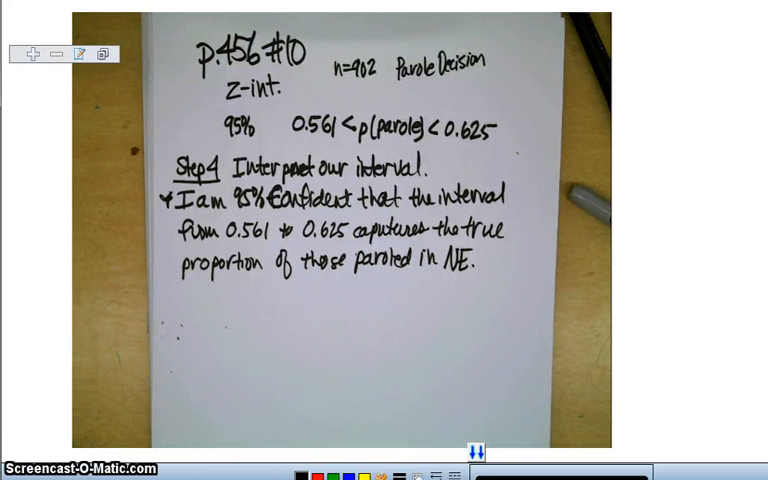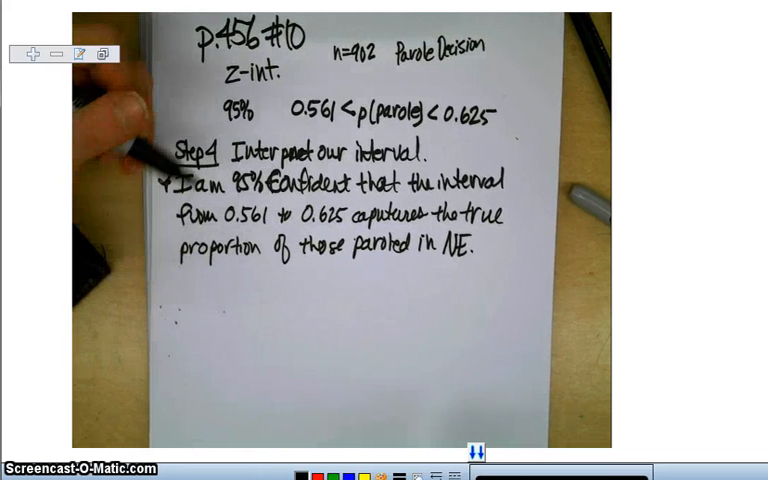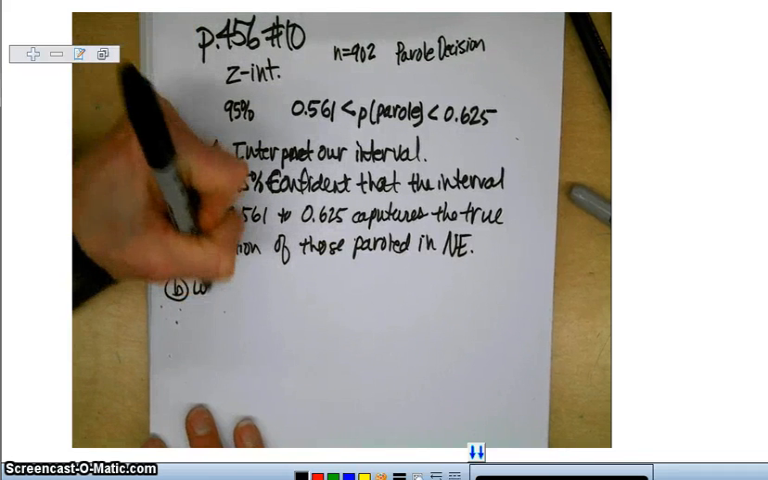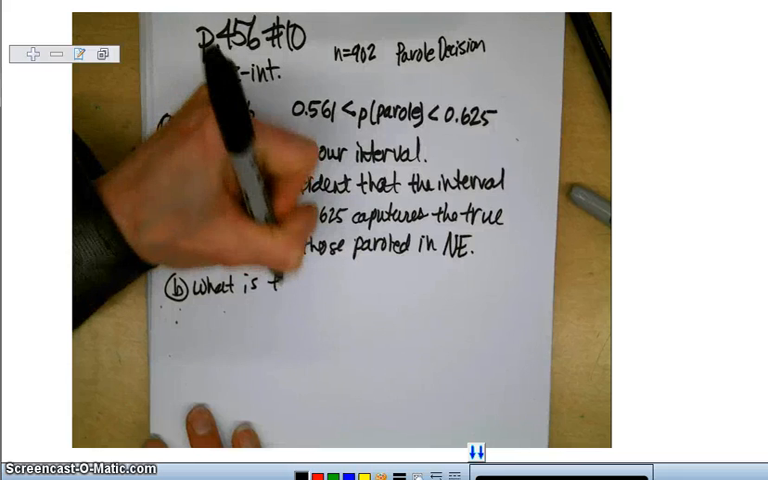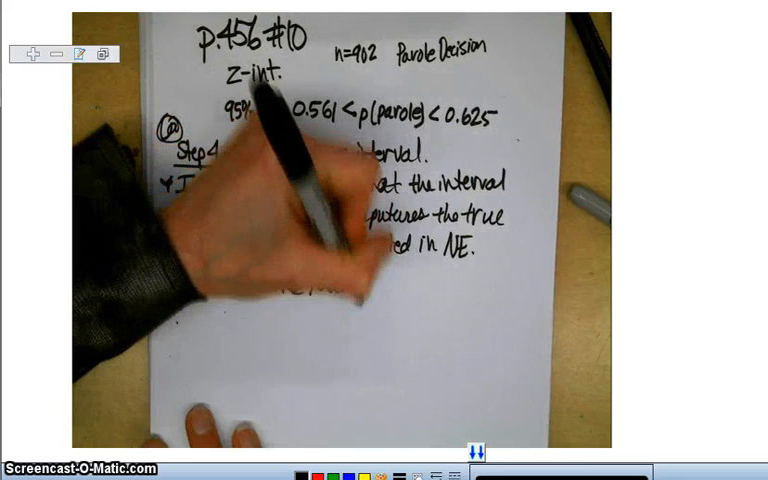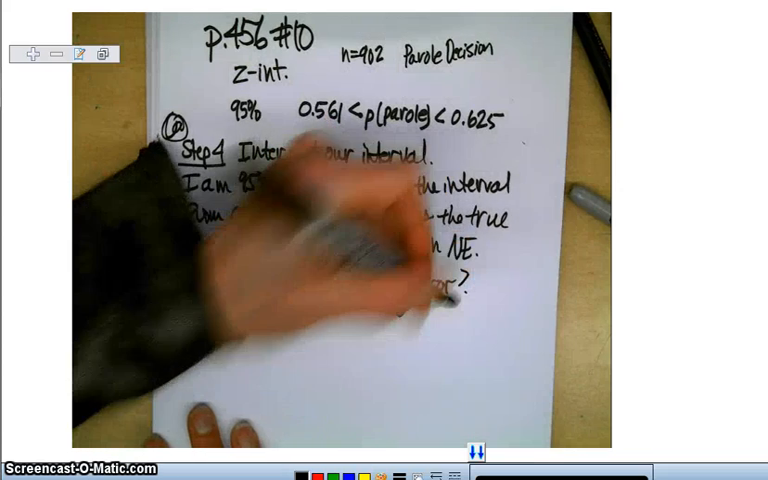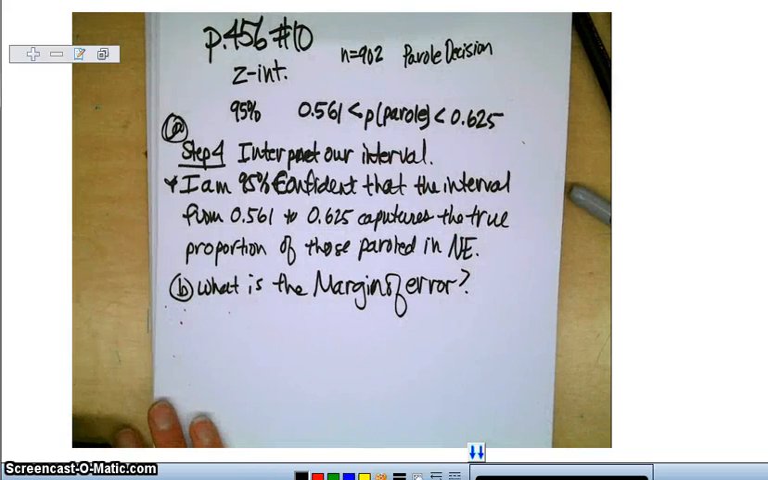Okay, now question 10 doesn't ask these questions, but I want to ask a few questions here. So I'm going to add, we'll call this part A. I'm going to make up a part B. What is the margin of error? What is the margin of error in this confidence interval?